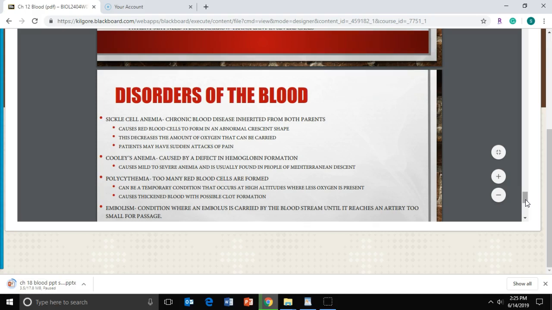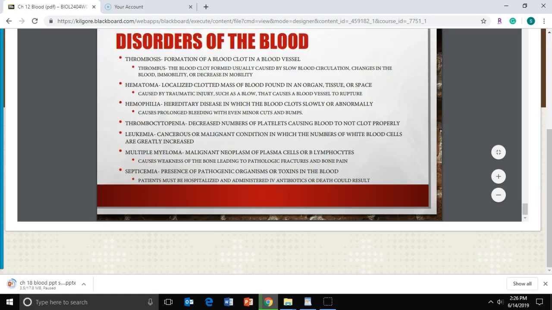Embolism is a condition where an embolus is carried by the bloodstream. And an embolus is a traveling clot. So if we're looking at how blood clots, we expect blood to clot in a broken vessel, but we don't want blood to clot in an unbroken vessel. And if that clot breaks from the wall of the blood vessel and is carried by the bloodstream, it could reach a small artery, like maybe in your heart or in your lungs, and therefore lead to pulmonary embolism or an embolism in your heart, which could cause a heart attack.